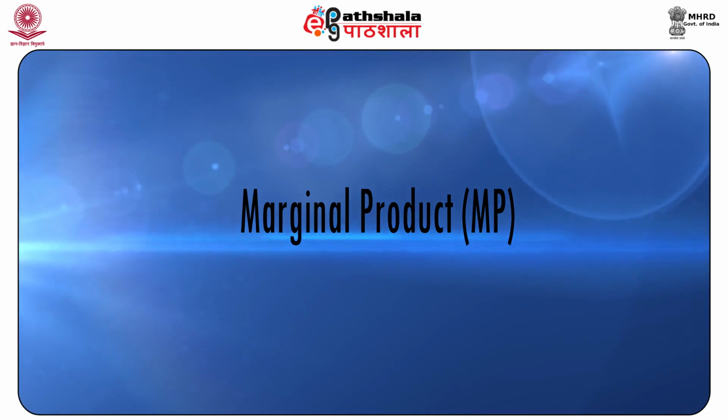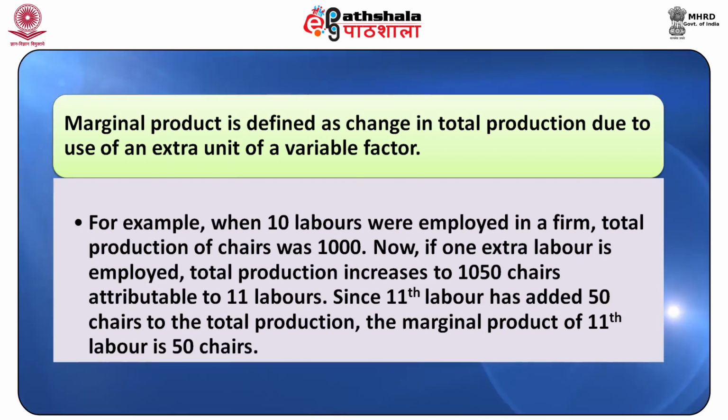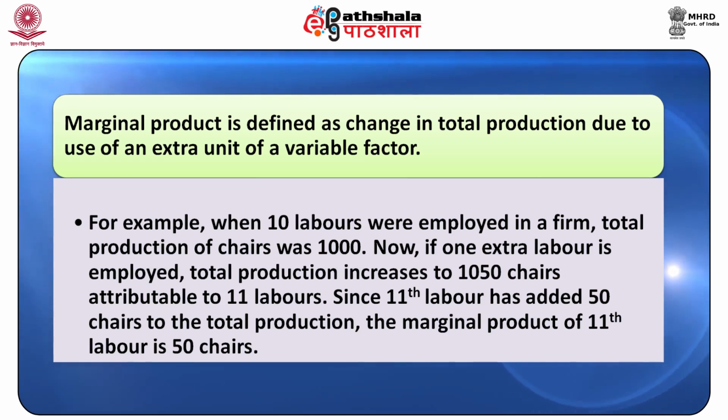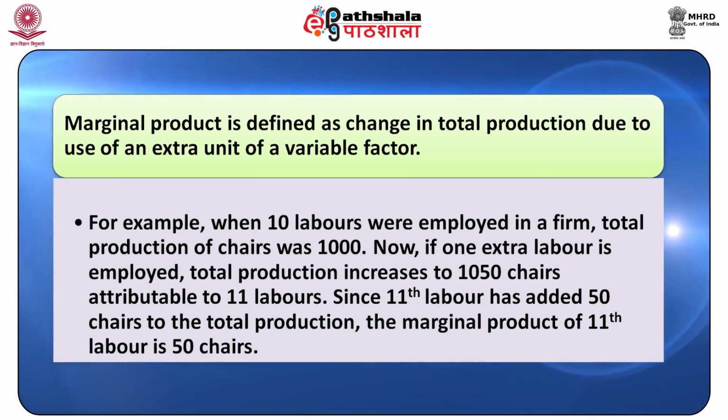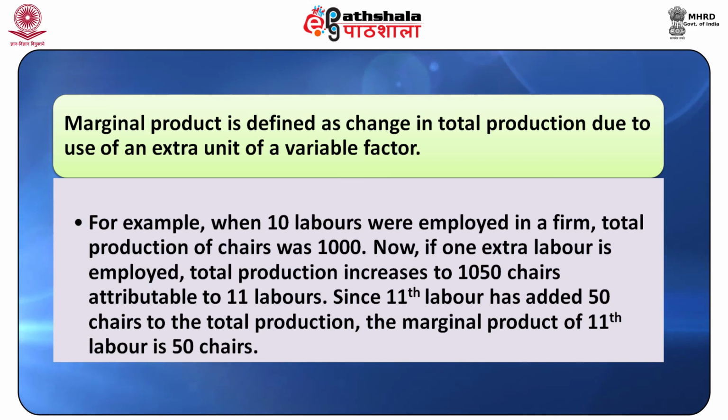Next, marginal product MP. Marginal product is defined as change in total production due to use of an extra unit of a variable factor. For example, when 10 laborers were employed in a firm, total production of chairs was 1000. Now, if one extra labor is employed, total production increases to 1050 chairs, attributable to 11 laborers. Since 11th labor has added 50 chairs to the total production, the marginal product of 11th labor is 50 chairs.